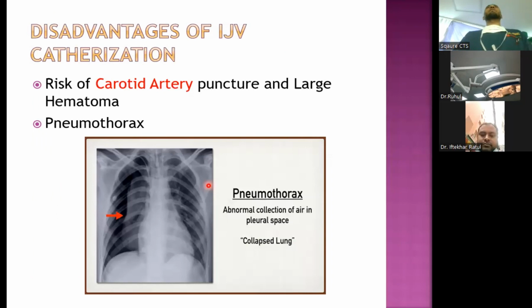Now, the disadvantages of internal jugular vein catheterization: there is a risk of carotid artery puncture and formation of a large hematoma, and commonly pneumothorax. Pneumothorax is very common if we use the lower third of the sternocleidomastoid triangle.